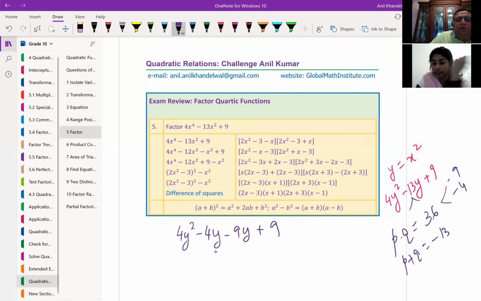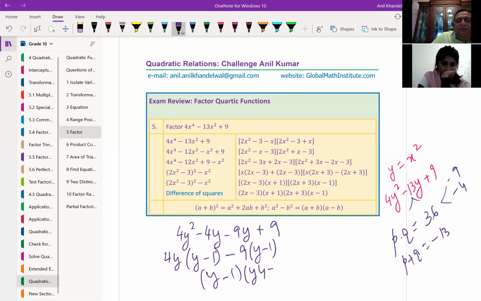And then here, you can take common 4y, and so you get y minus 1. And here you take minus common, you get 9 common, y minus 1. And now you can take y minus 1 times 4y minus 9. Correct. So you have factored it. Now you know that y is x squared. So substitute back x squared into this. So you get x squared minus 1 times 4x squared minus 9.